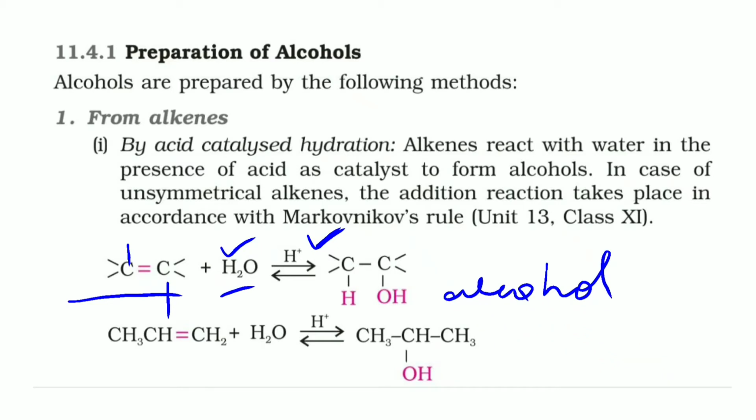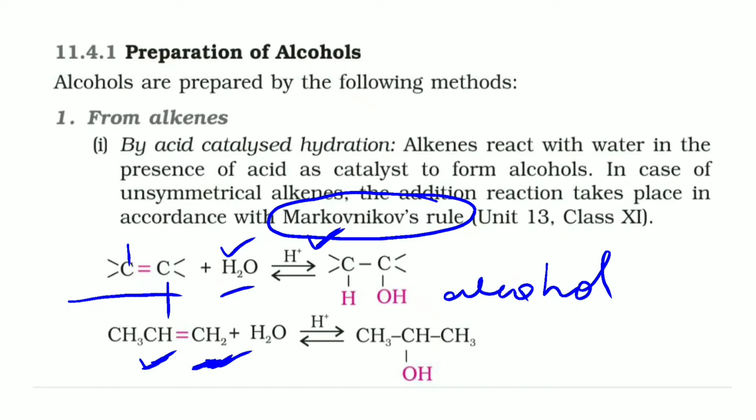In case of unsymmetrical alkene, like here you can see in both the carbons the number of hydrogens is different. Here the number of hydrogen is 2 and here the number of hydrogen is 1. So this is an unsymmetrical alkene. In this case, the addition will take place according to Markovnikov's rule. What is Markovnikov's rule? In simple language, here you can understand.